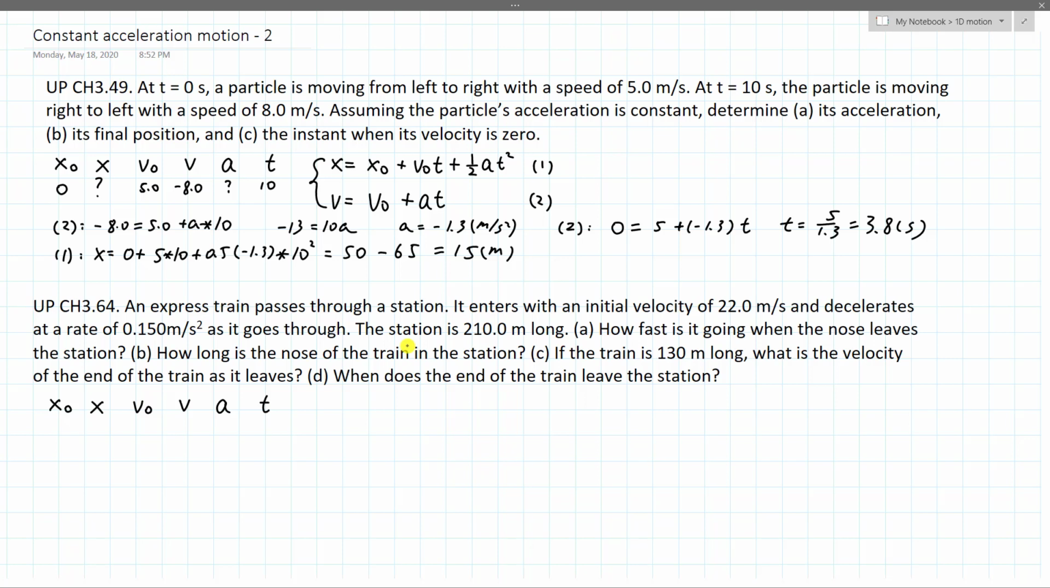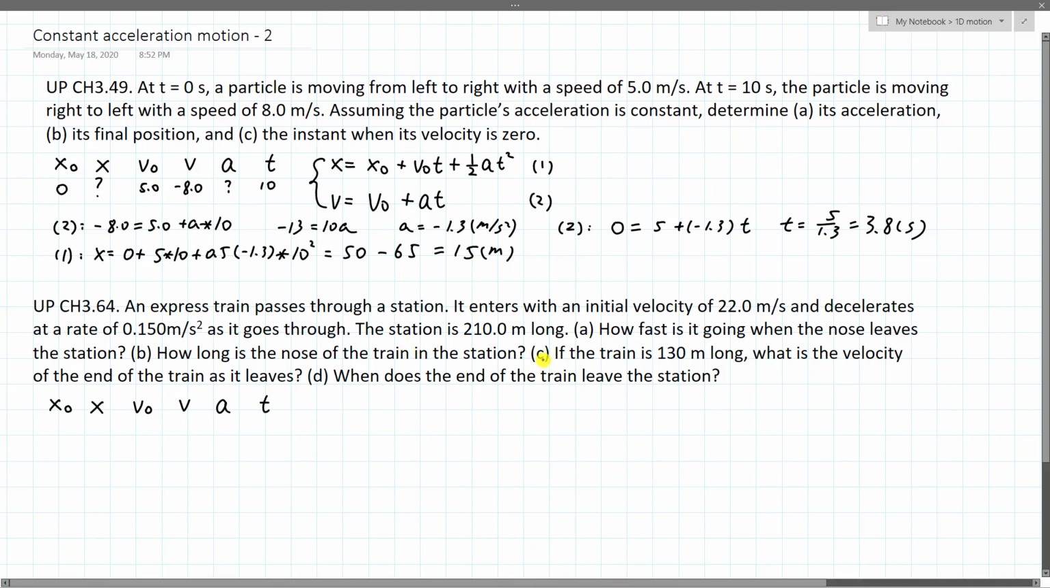You can say, well, as a passenger sitting on the train, how long did the passenger basically see the station, right? And then C, well, there's a changing condition. If the train is 130, oh, actually, sorry, just given the train's length, 130 meters long, what is the velocity of the end of the train as it leaves? And then D, when does the end of the train leave the station?